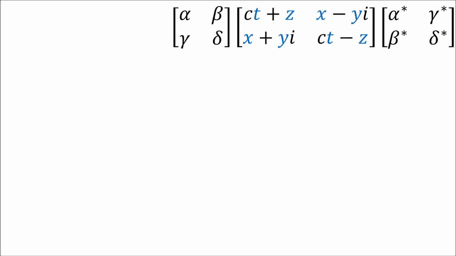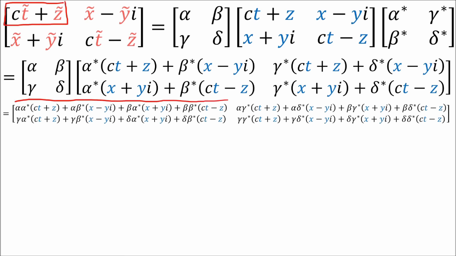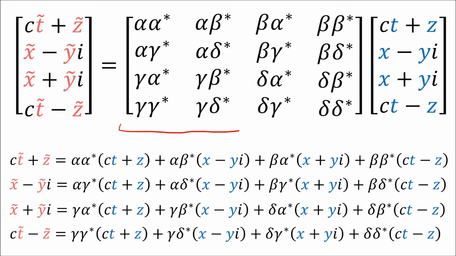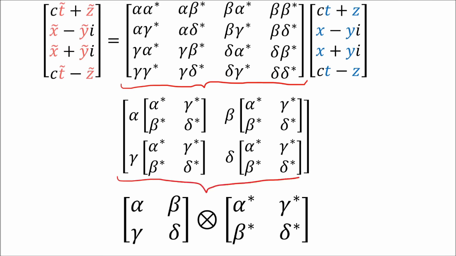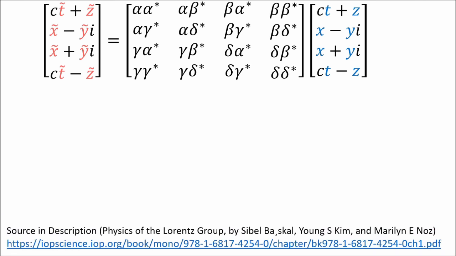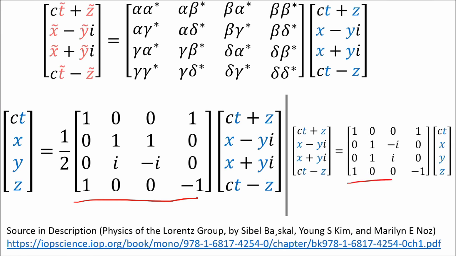If we Lorentz transform a Weyl vector to a new frame and carry out the matrix multiplications, we can set the matrix components equal to each other to get four equations, which can then be rewritten using a 4x4 matrix. This 4x4 matrix can then be rewritten again as the tensor product of a left SL2C matrix and the inverse of a right SL2C matrix. Now, the entries of a Weyl vector matrix involve the sums and differences of space-time coordinates, but we can easily change coordinates to the standard time XYZ coordinates using these formulas, which translate to this matrix and its inverse.